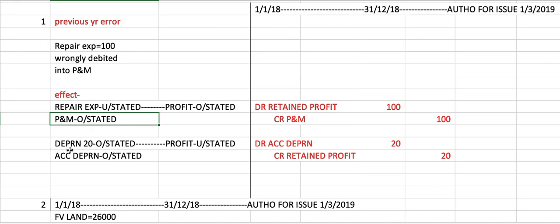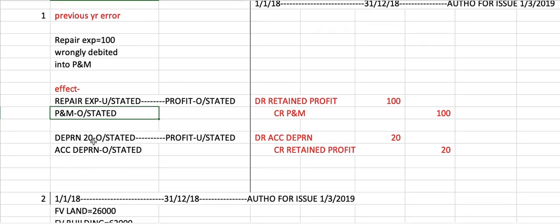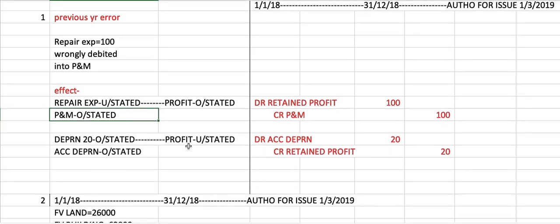Okay, and when you capitalize it as plant and machinery, you provide depreciation of 20,000. It's mentioned in the question: depreciation has been provided 20,000. So the depreciation has been overstated and accumulated depreciation is also overstated. When your depreciation expense is overstated, your profit is understated.